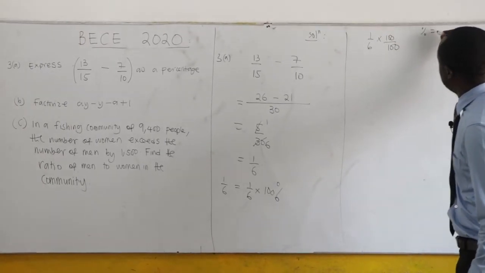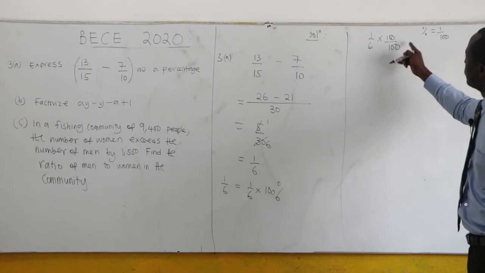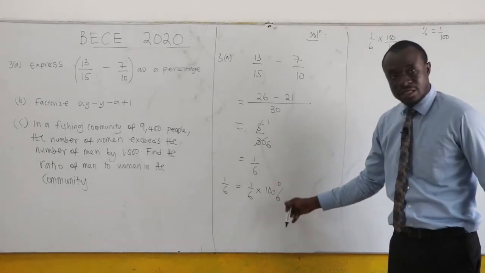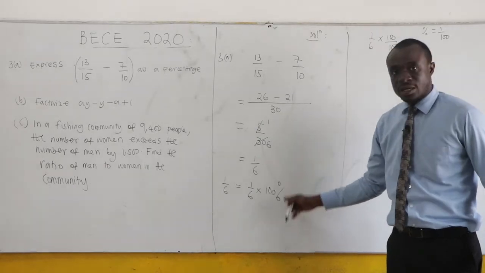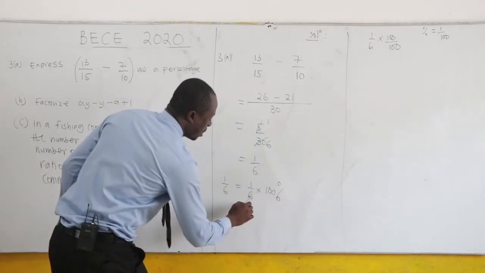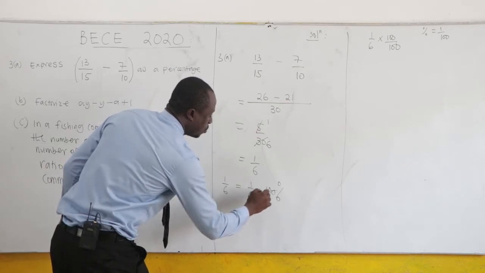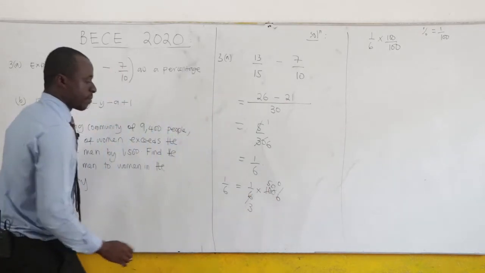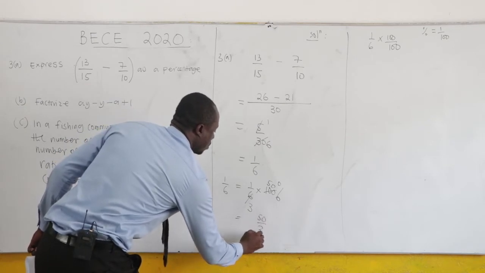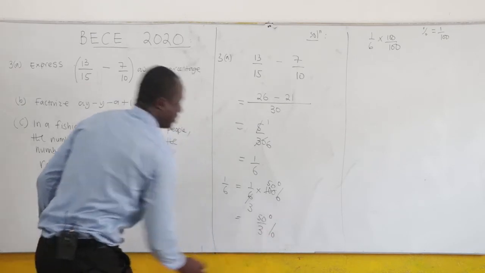Our percentage sign is just 1 over 100, so this will cancel it. That's why you need to bring the percentage sign. Now let's see: 2 will go here, 3. 2 will go here, 50. So we have 50 all over 3 percent.